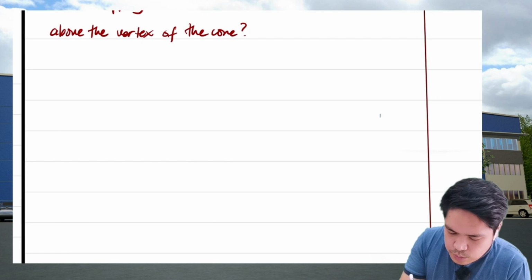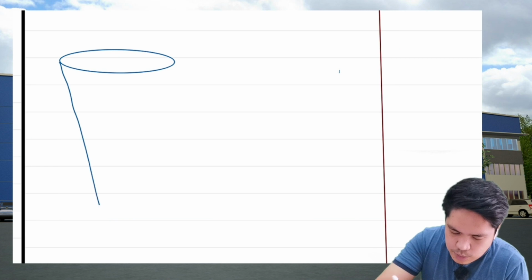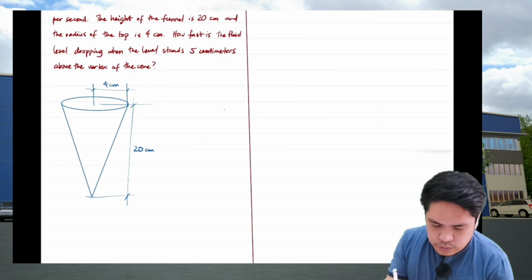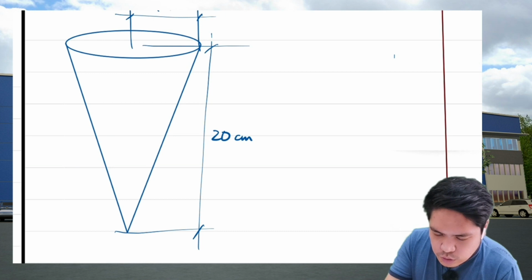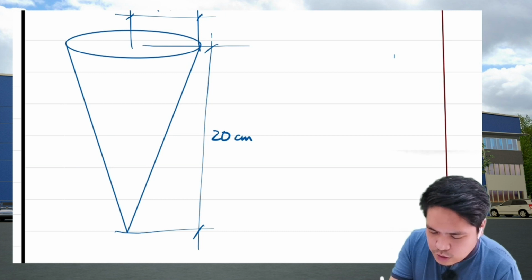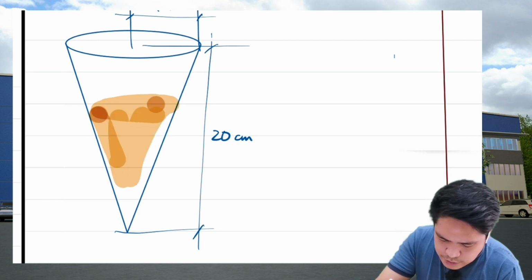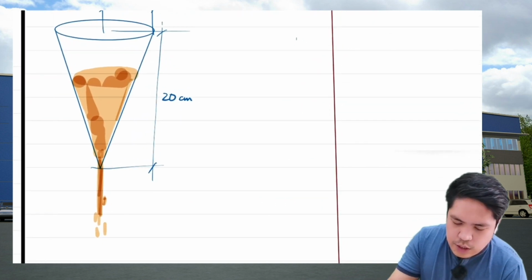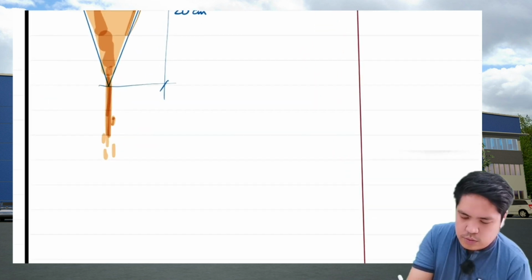So that would be a cone with 4 centimeters at the top and an altitude of 20 centimeters. Okay, now, there's a fluid inside of the cone and it's leaking. So we have a fluid inside of the cone and it's leaking at a rate of 12 centimeters per second. So let's draw this properly. That would more or less be like this.